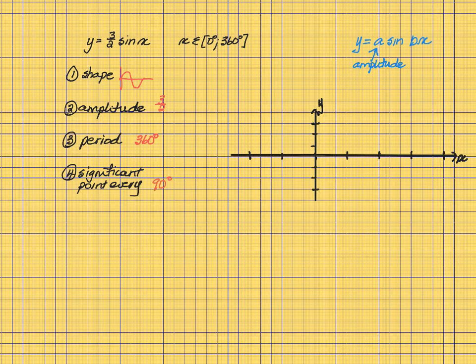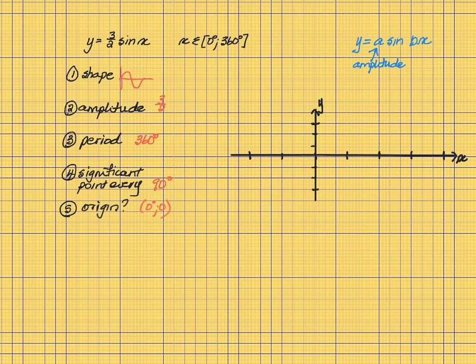And finally, what happens at the origin? And you can use your calculators for this. If you put in 0, you say 3 divided by 2 times sine of 0, you will get the answer 0. So that is going to be 0, 0. Origin. We will have the point 0 degrees and 0.